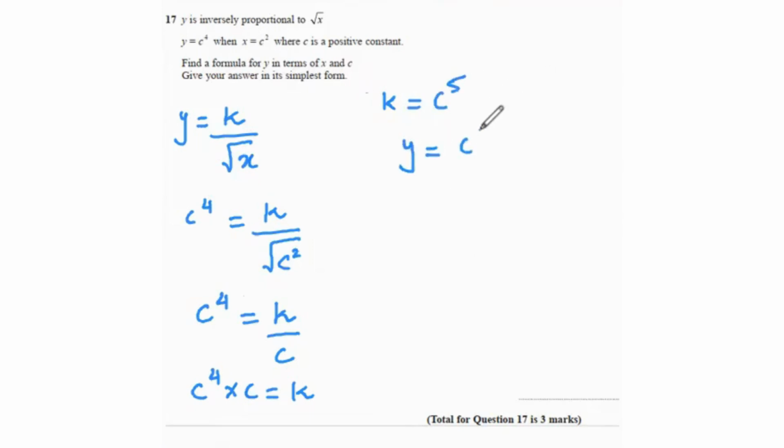Replace k with c to the power 5 in the equation, and you have a formula for y in terms of x and c. Simple as that. So always remember that you cannot give a formula in terms of k. It will always be in terms of x, or in this case, since they said they want it in terms of c as well, so in terms of c.